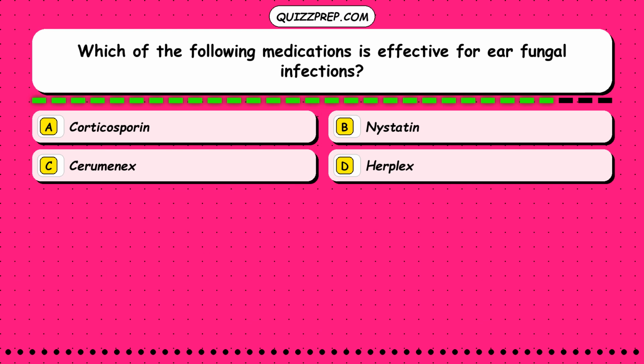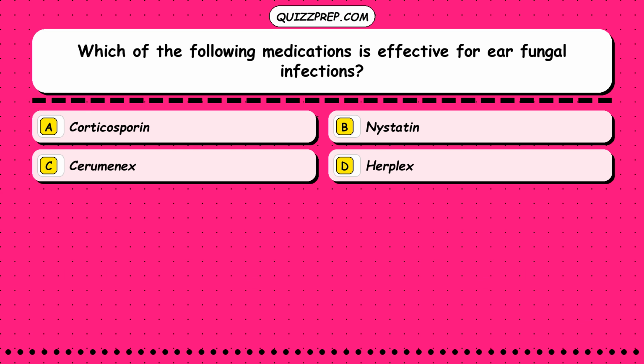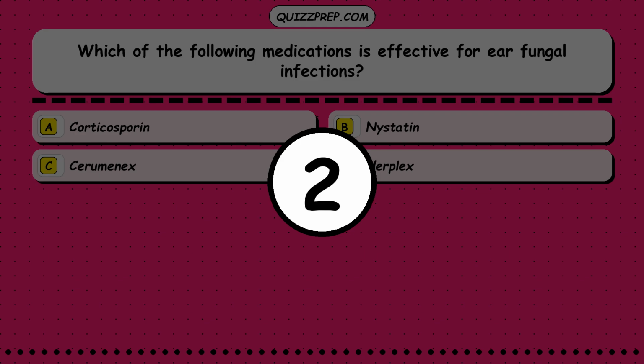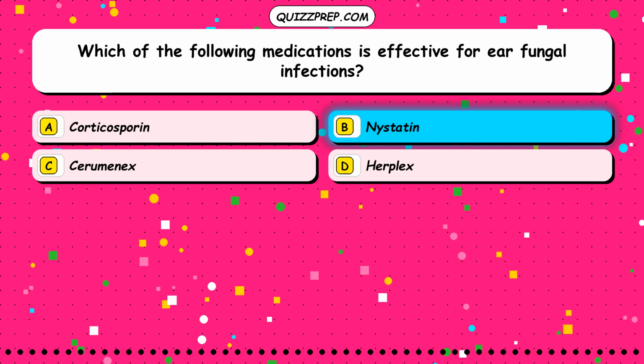Question 187. Which of the following medications is effective for ear fungal infections? Option A, Cortisporin. Option B, nystatin. Option C, Cerumenex. Option D, Herplex. The correct answer is option B, nystatin.